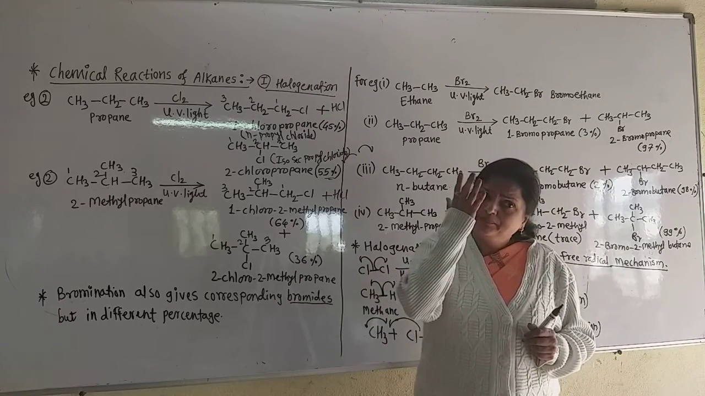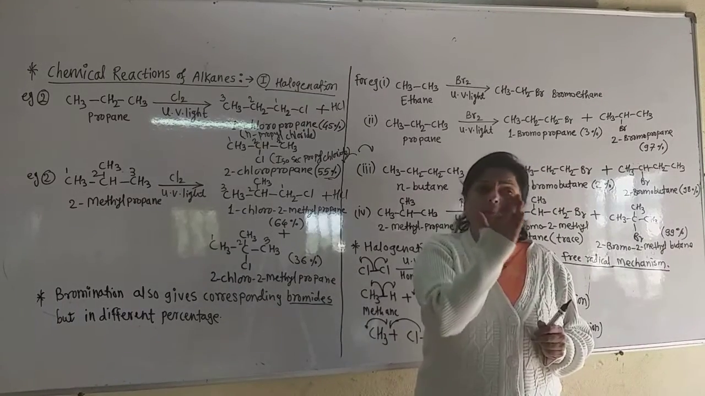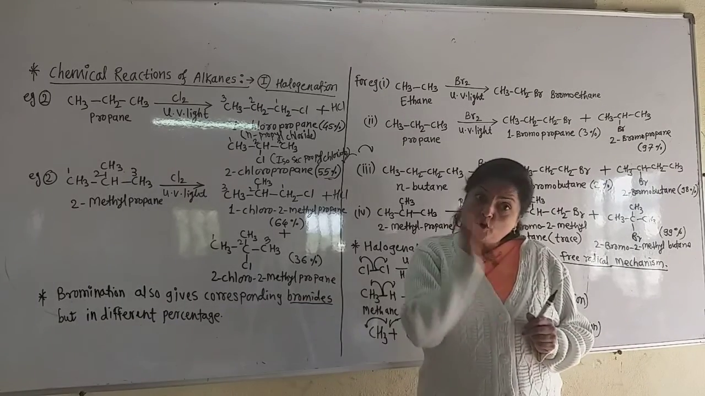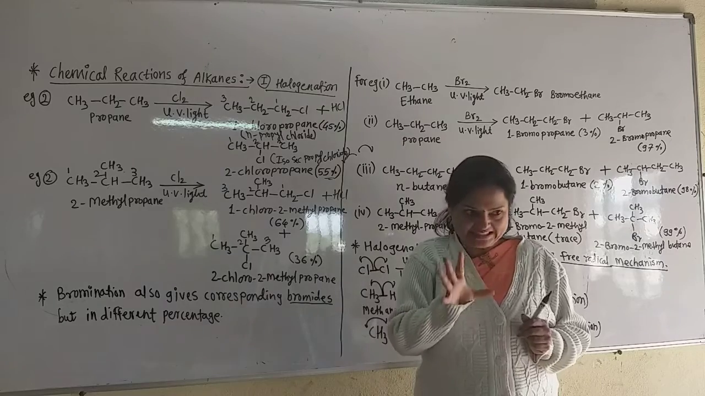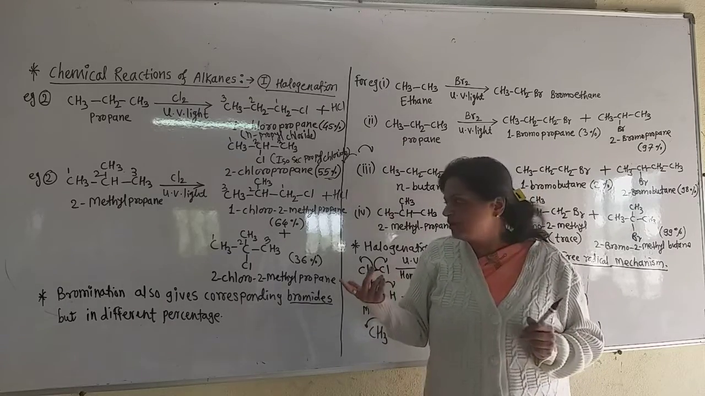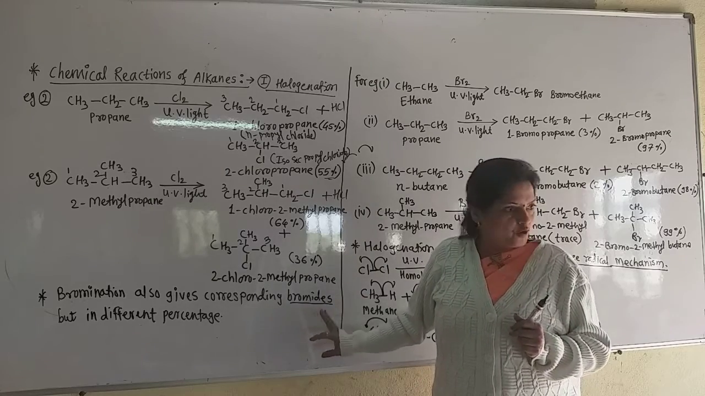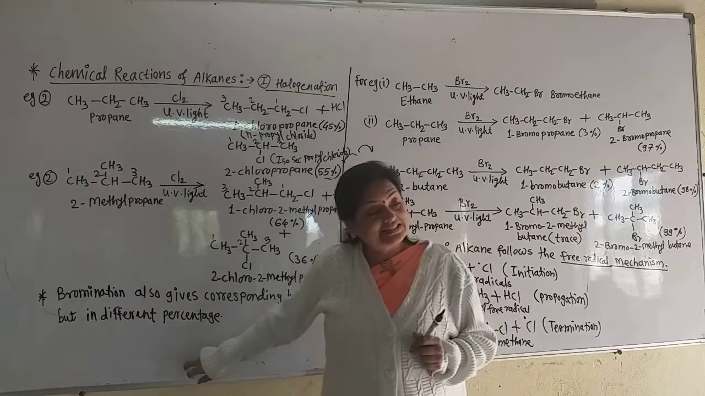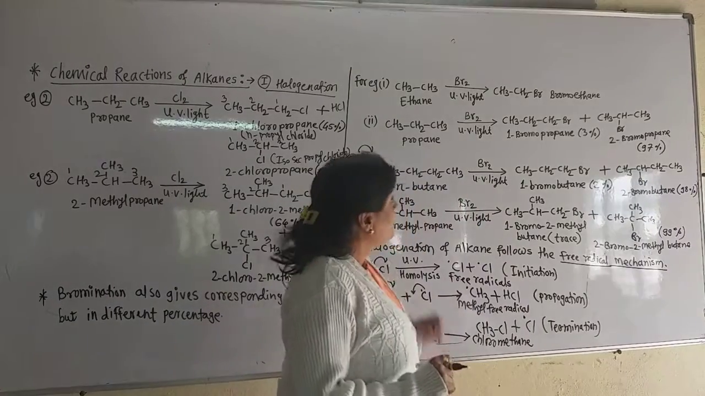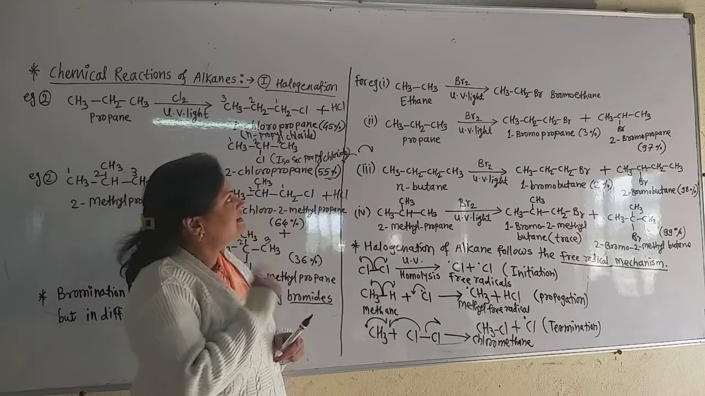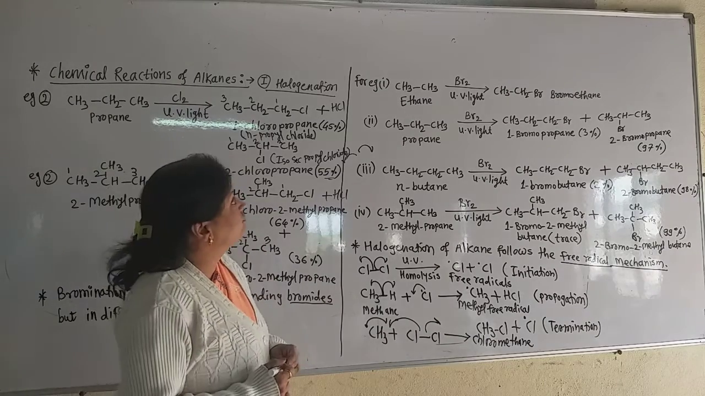Corresponding means bromides. For example, methane gives methyl bromide, ethane gives ethyl bromide, propane gives propyl bromide in this way. That means corresponding bromides or bromoalkanes we can call that. Commonly we call them alkyl bromides. Okay. Now, this proportion is different in percentage than the chlorination. Now, let us see the examples of this bromination.